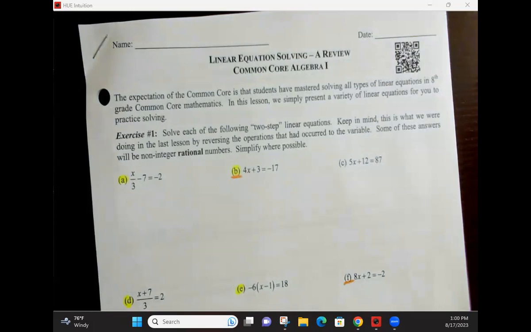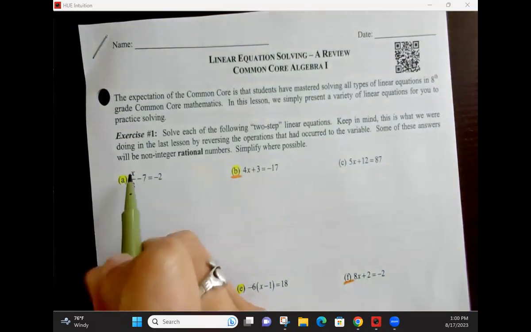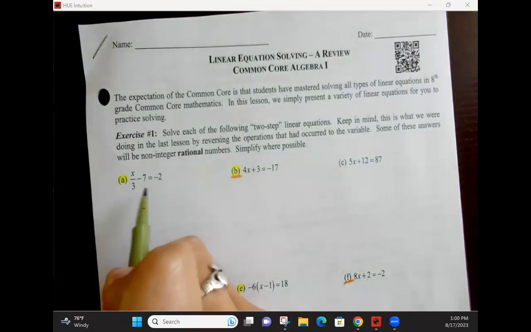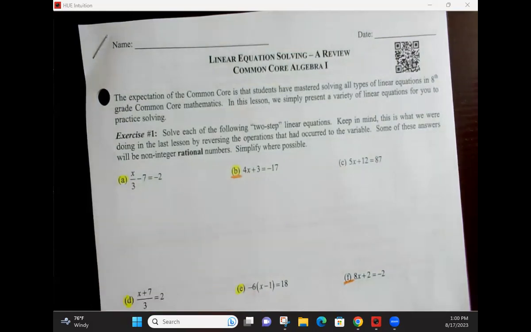So let's take a look at A to start. I've got x divided by 3, or x over 3, minus 7 equals negative 2. I want to get x by itself. So we need to start with those sort of lowest priority operations first. We want to move those things first. Since I've got minus 7 here, that's a lower priority operation than division, right? For PEMDAS, division is more important than subtraction.